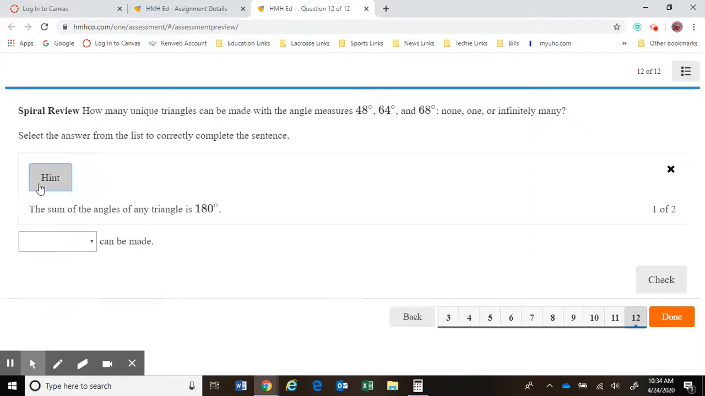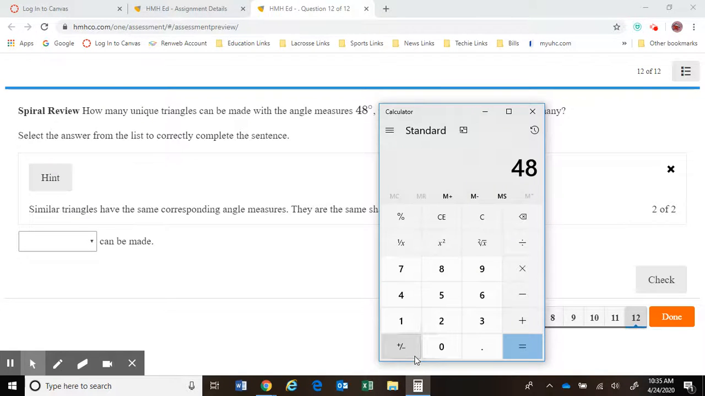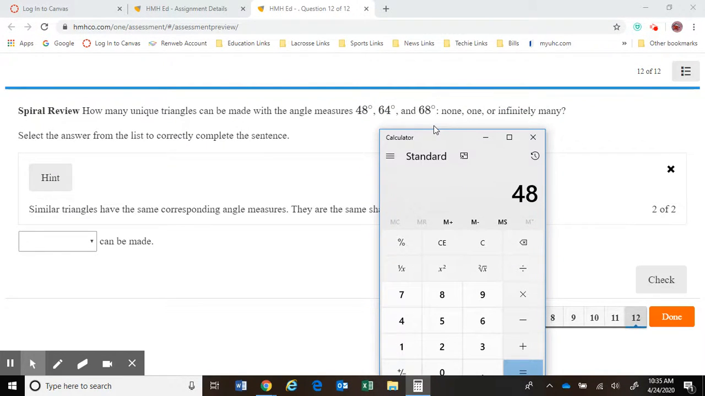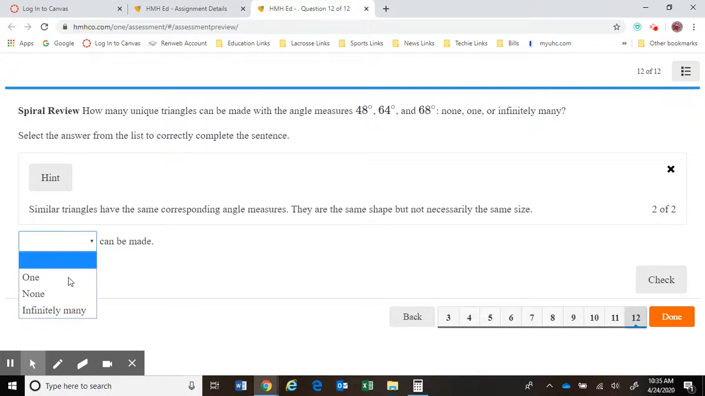And similar triangles have the same corresponding angle measurements. Okay. So let's take a look. 48 plus 64 plus 68. Got 180. So guess what? Infinite.